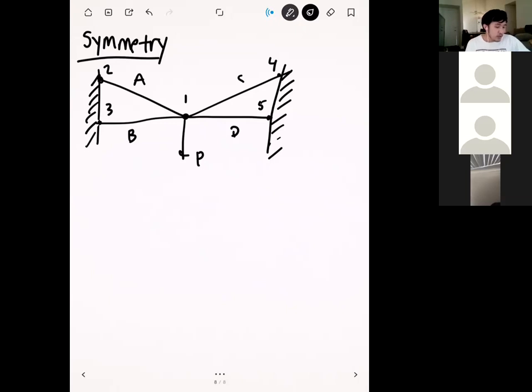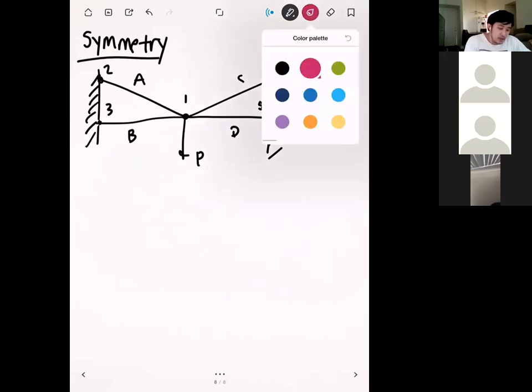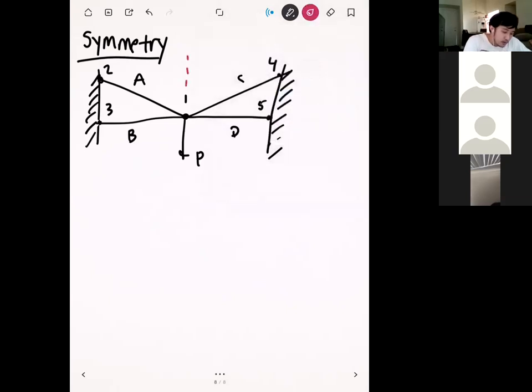So one thing that we can do is say, okay, we have this structure, but if we draw a line halfway through the structure like this, and we look across the line, we basically see that there's a mirror image on both sides.